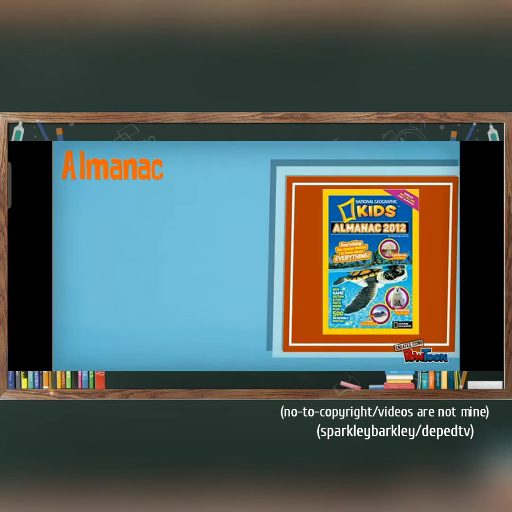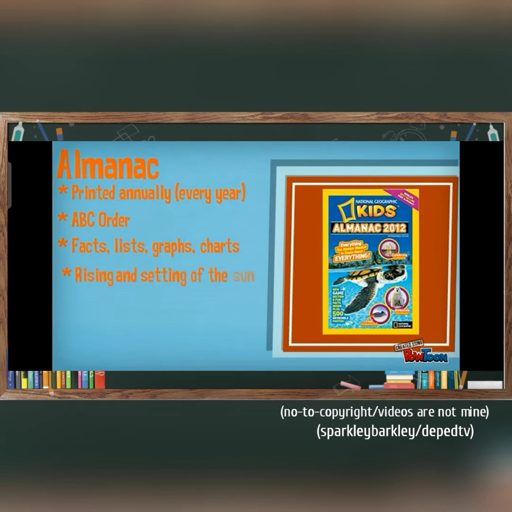Almanacs are printed annually, or every year. They are in alphabetical order just like many other reference materials. And they have quick facts, lists, they show graphs and charts, and they can also tell you the rising and setting of the sun and moon, as well as when the tides change in the ocean.